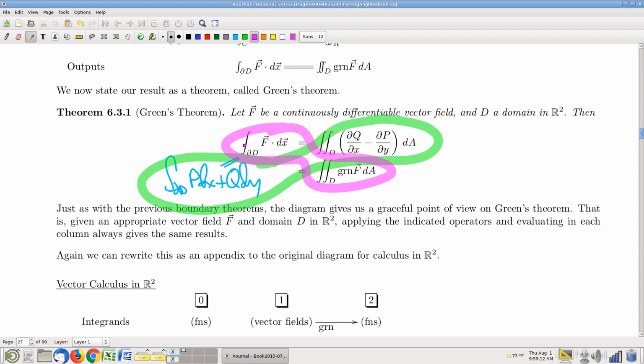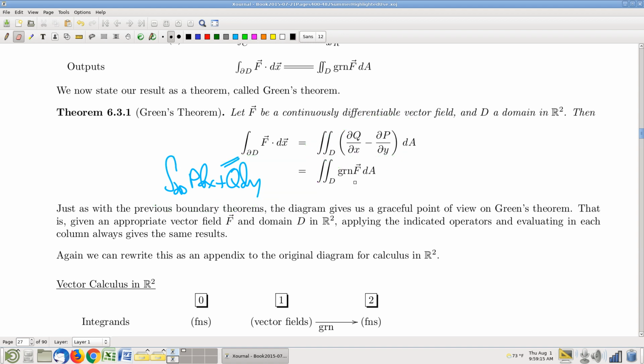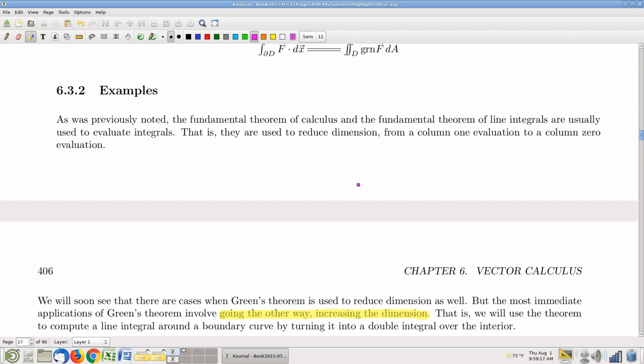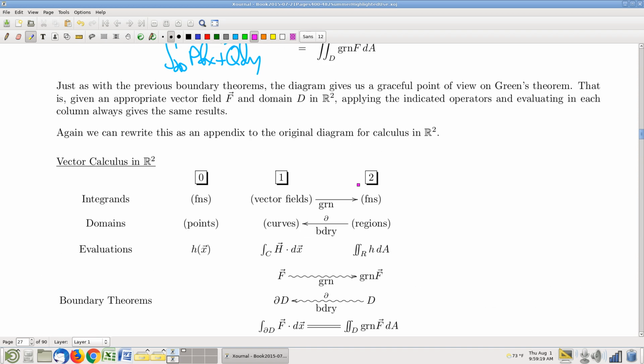So anyway, you'll see it in all these different forms. Okay. All right, so let's do an example. Let's get our hands dirty. Let's see how to use this theorem.